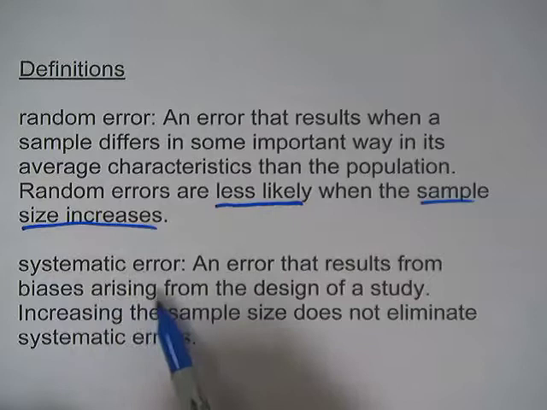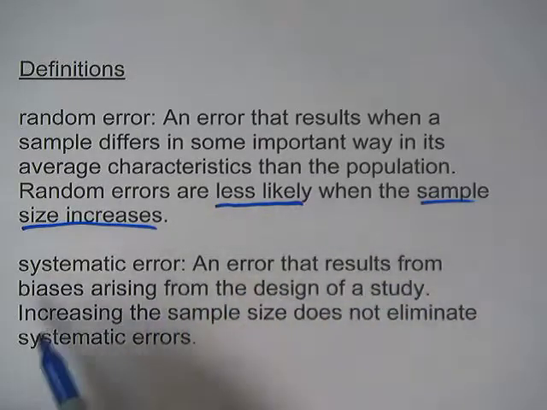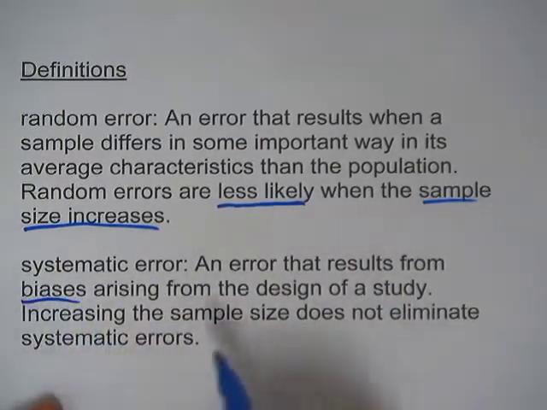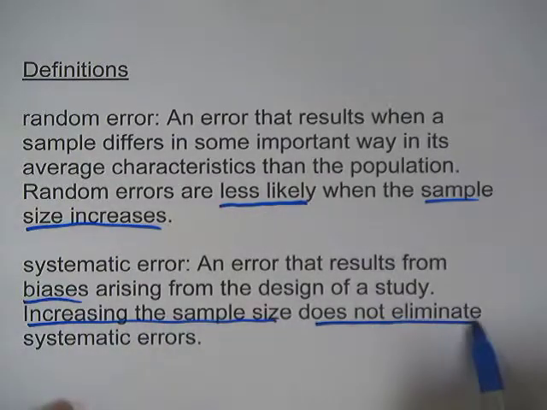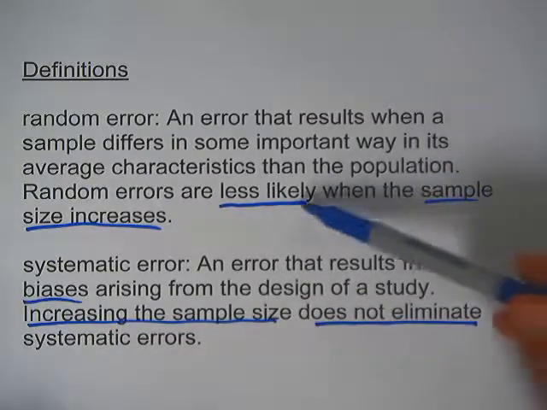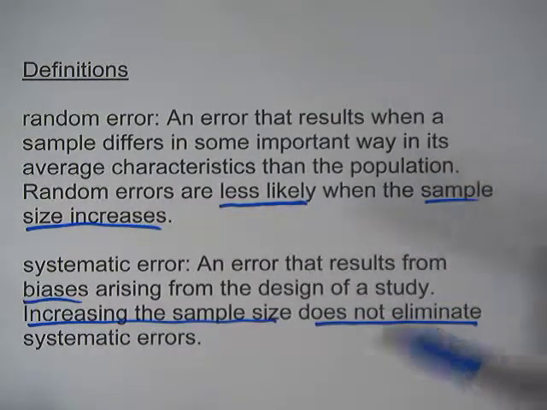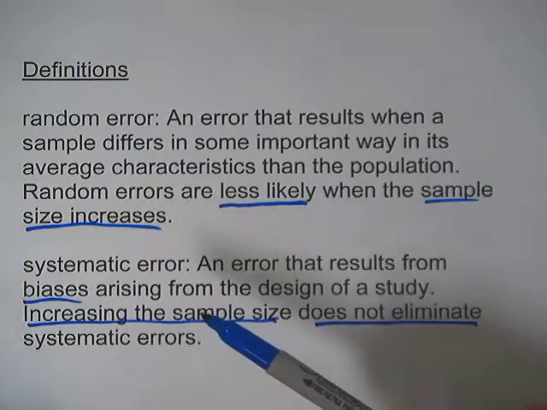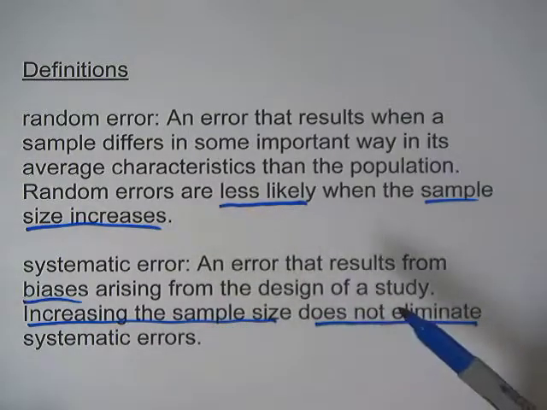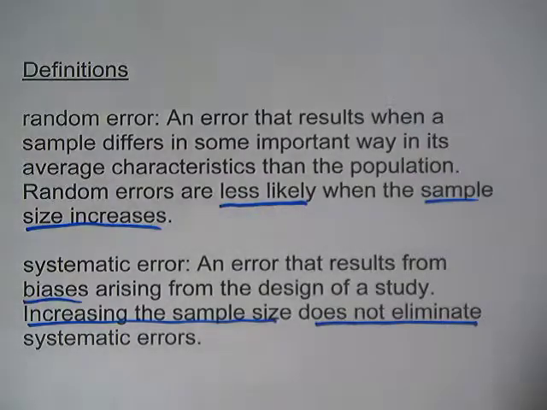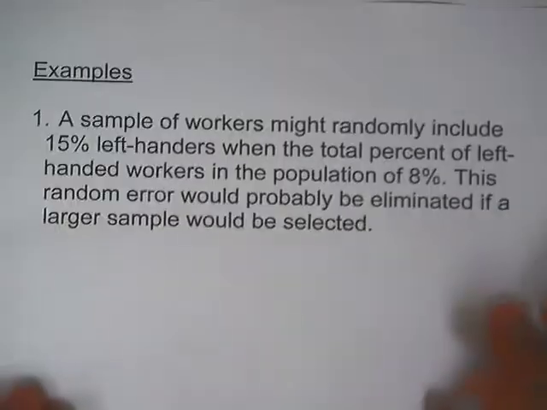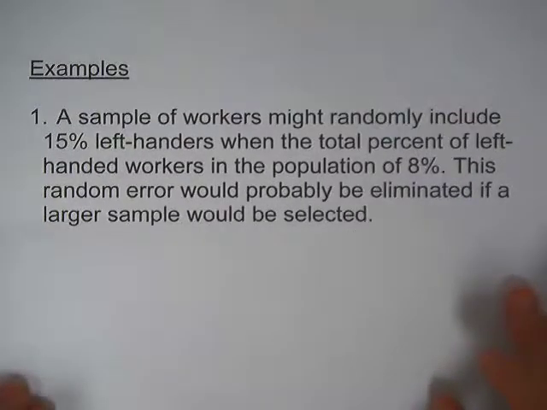A systematic error now is an error that results from biases arising from the design of the study. Increasing the sample size does not eliminate systematic errors. So random errors are less likely when the sample size increases. Systematic errors are no less likely to occur if you increase that sample size. So let's take a look at two examples and see what sort of errors would possibly result here.